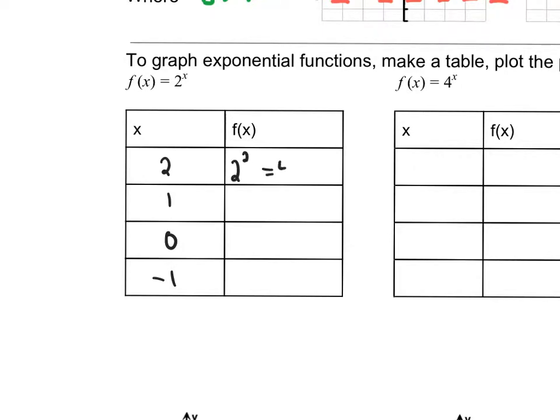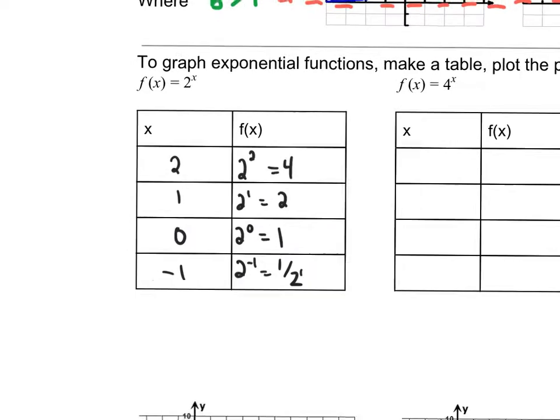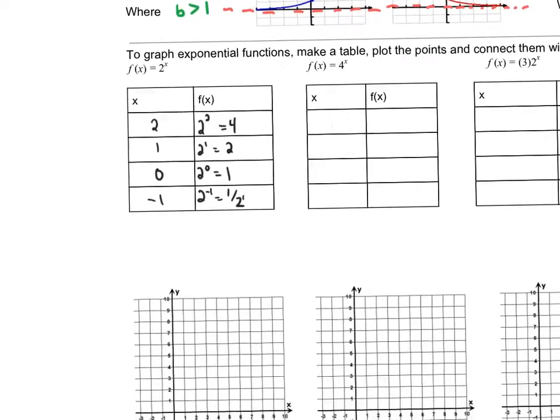So 2 to the second is 4. 2 to the first is 2. 2 to the 0 is 1. Remember we said anything to the 0 is 1. And 2 to the minus 1 is 1/2, and the reason it's 1/2 is 1 over 2 to the first, which is 1/2. So these are some ordered pairs I can plot, and hopefully the graph looks similar to what we had above.